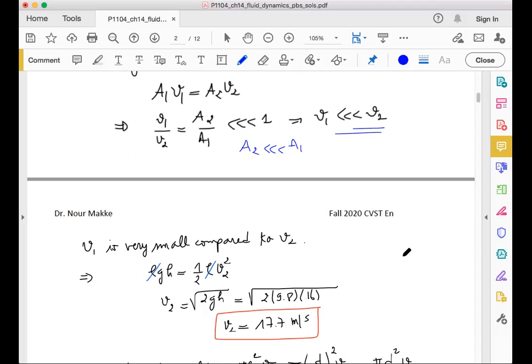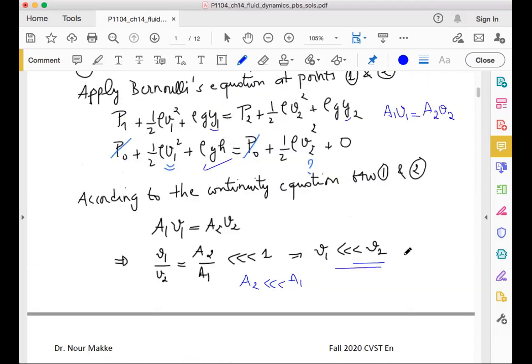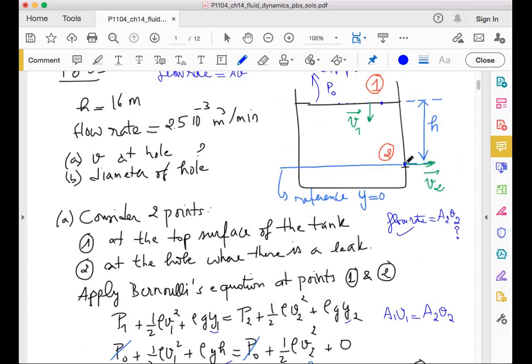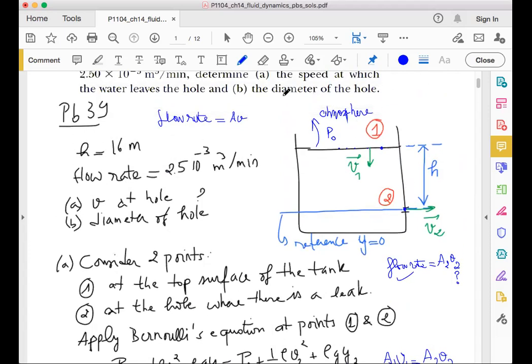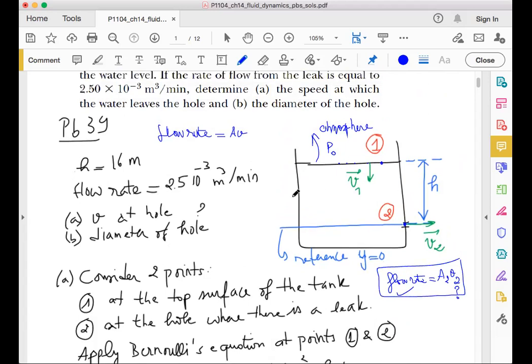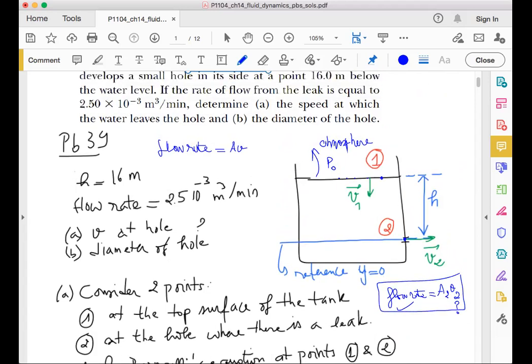Now this is it. We could determine the speed at the hole, the speed of the water when leaking out from the hole. Now the second question was to determine the diameter of the hole. I remember the first discussion that we made when we were defining the flow rate. We said that the flow rate is A times V. So if we know the flow rate and we know one of these variables, we can determine the other.